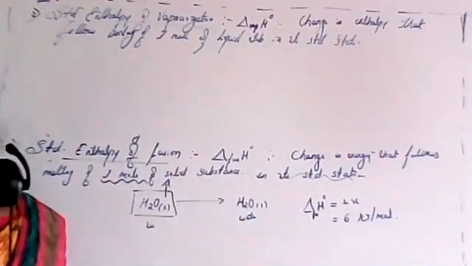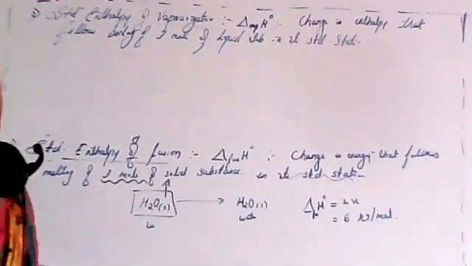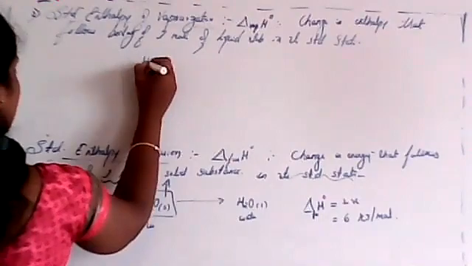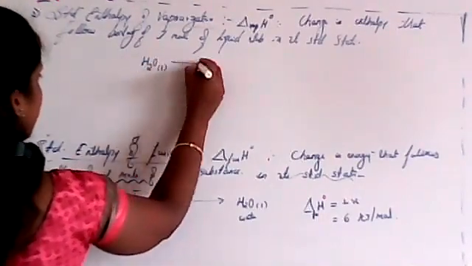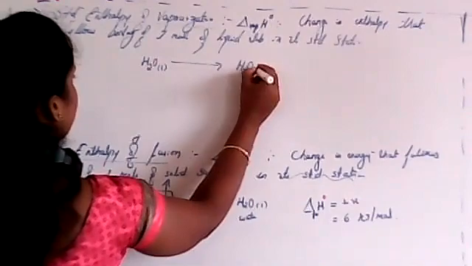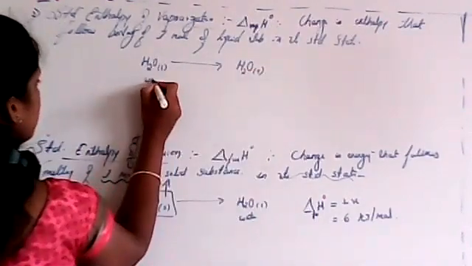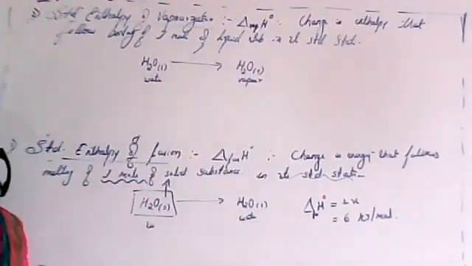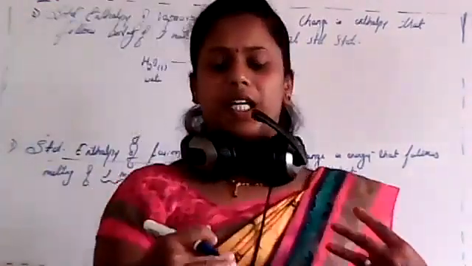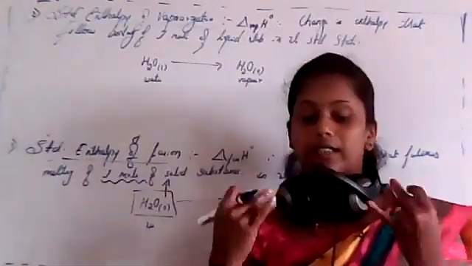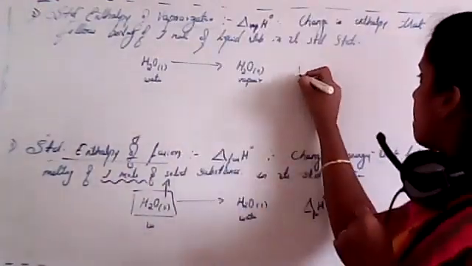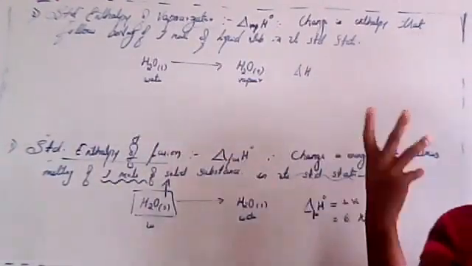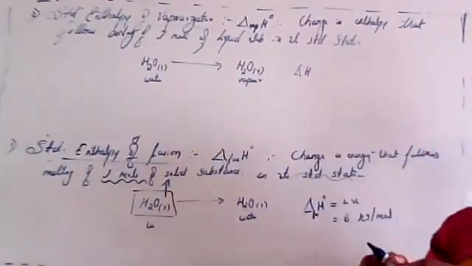So now, any example in this case? H2O liquid is converted into, yes, water in a liquid state converts into water in a gaseous state. That means this is water and this one is vapors or steam. So now the question: for boiling, we need heat, so is heat evolved or absorbed? Is ΔH positive or negative? For boiling, we need heat, isn't it? That means it is an endothermic reaction.